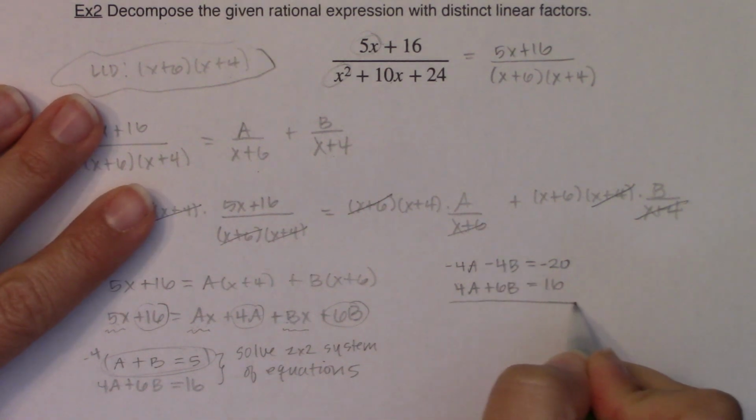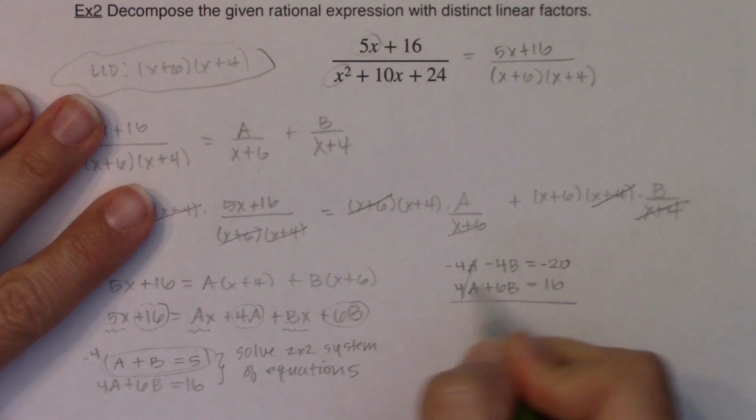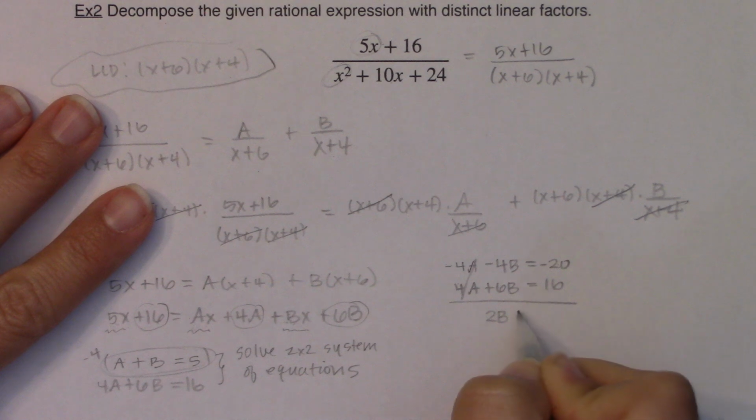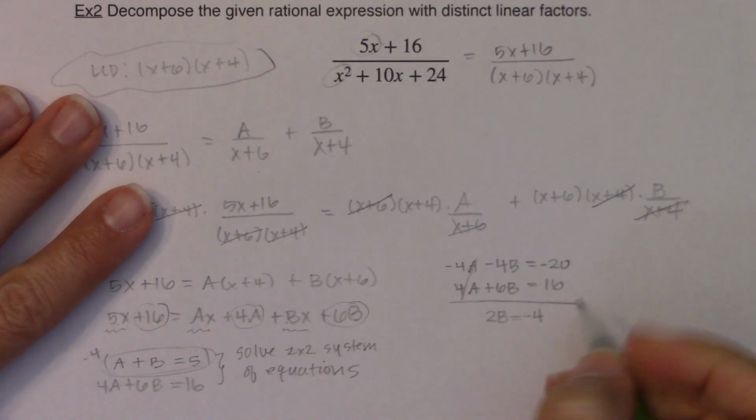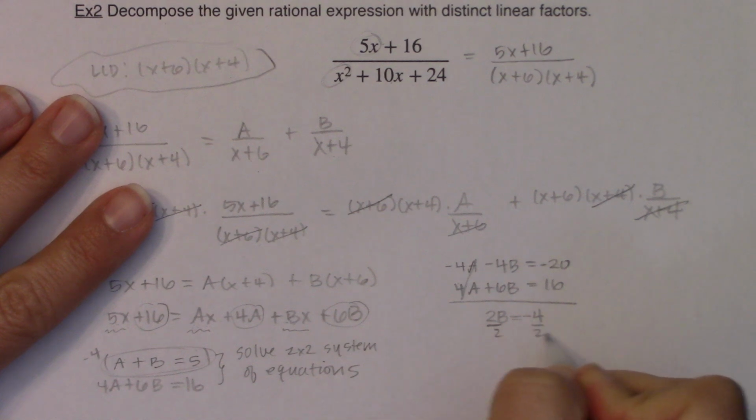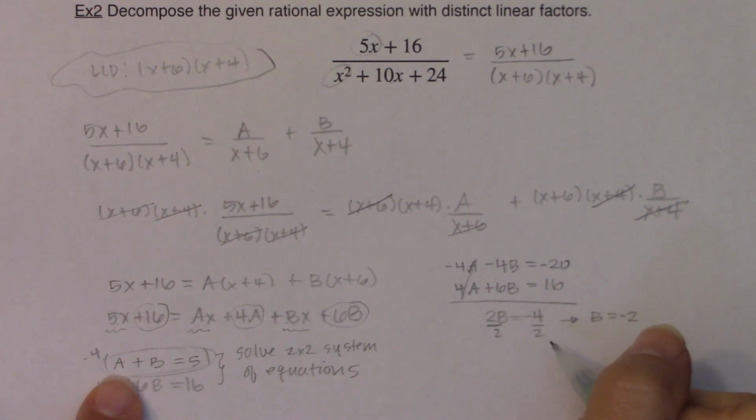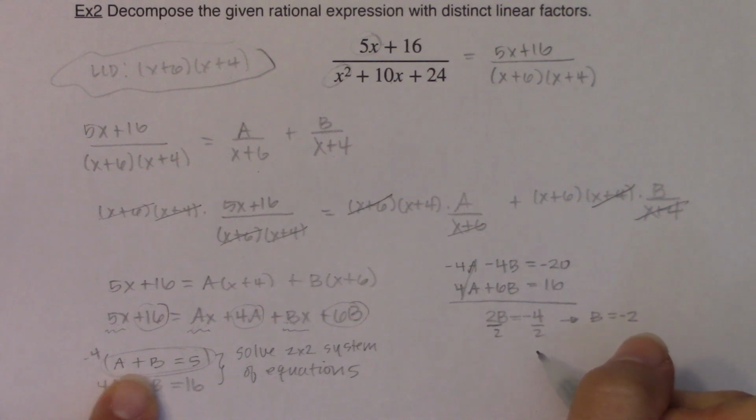The a's cancel by design. I've got negative 4b plus 6b is going to be 2b. Negative 20 plus 16 is going to be negative 4. And then I'm going to divide both sides by 2. So I'm getting one of mine. b is negative 2.